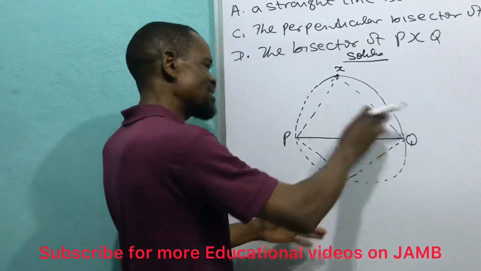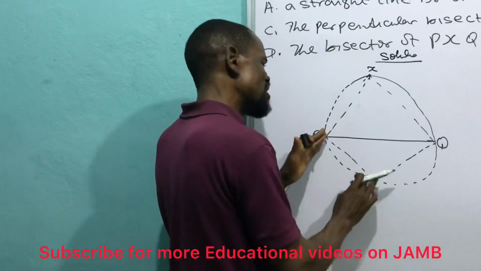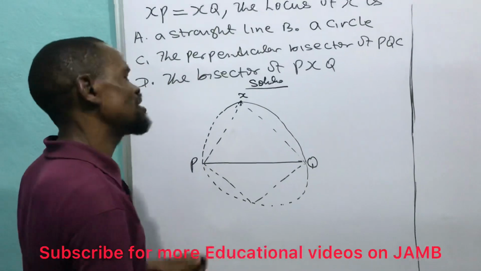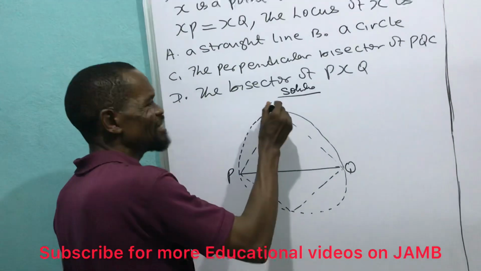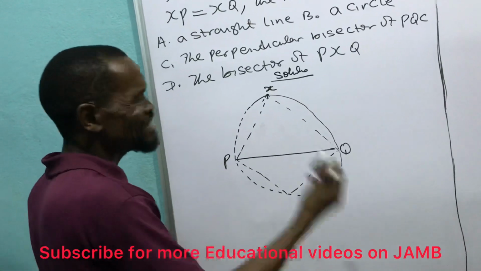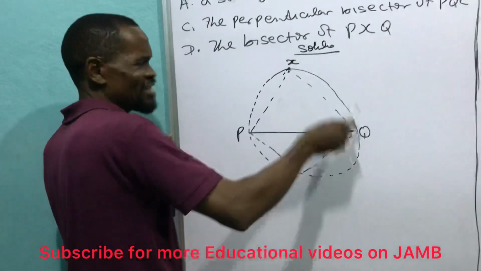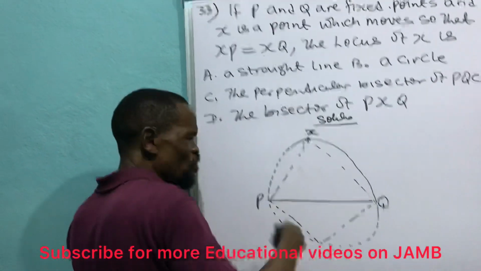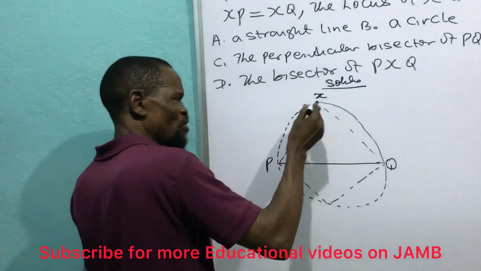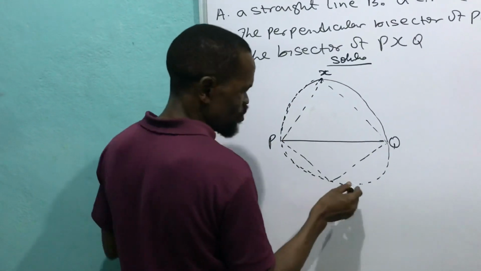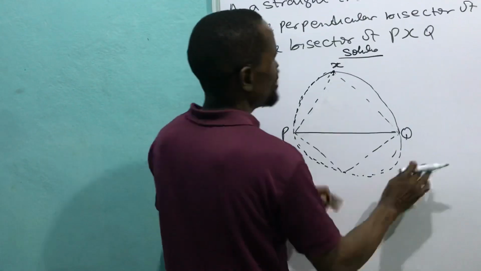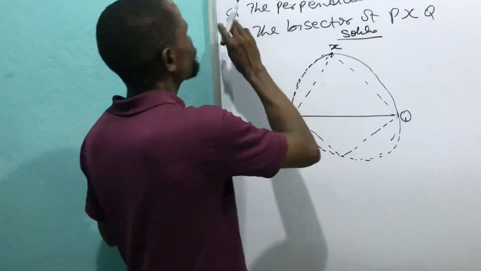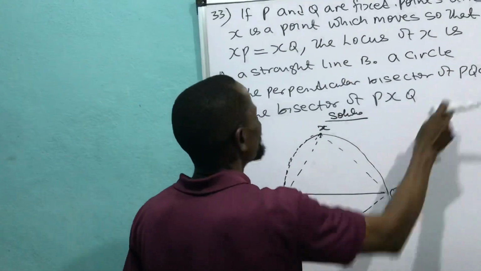Do you get what I'm saying? Wherever it is, from here to here is the same as here to here. That means X is moving in a circle. So we now say that the locus of X is a circle. For X to be equal at any point means that the locus of X is a circle. Looking at the options, A is a straight line, B is a circle.